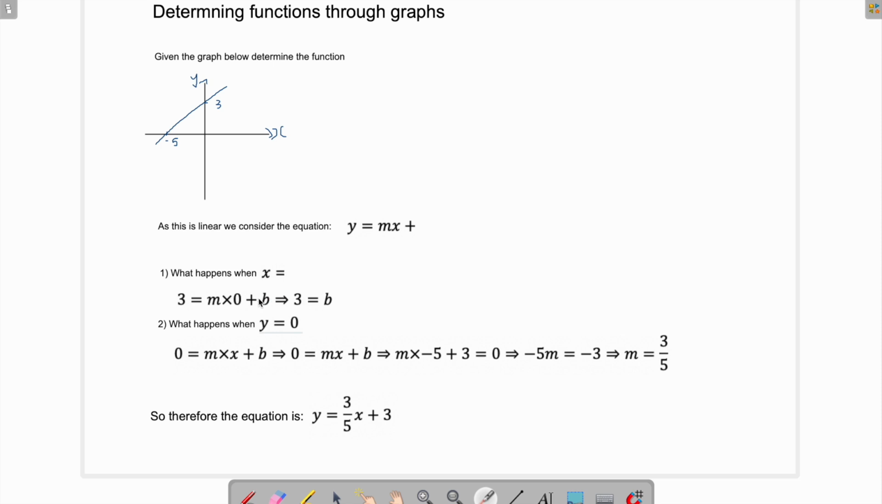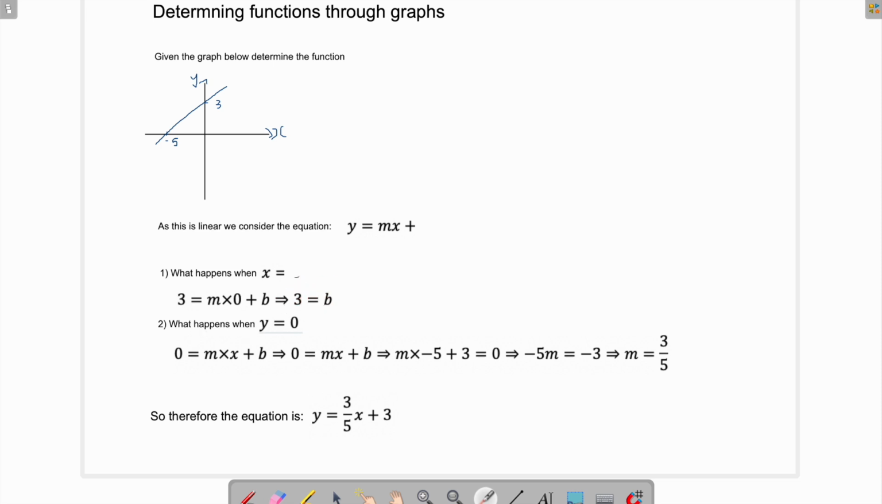Awesome. So when x is equal to 0, we are on this line here, just for clarification's sake. When x is equal to 0, that means we are only here, so it has to be on this line. And on this line, we know y is equal to 3. So we have m times 0 plus b, and therefore b must equal 3.